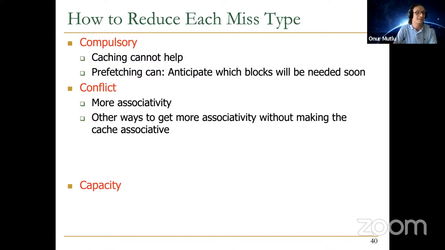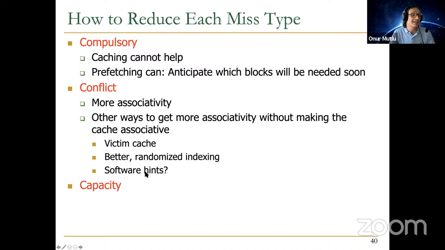I would recommend thinking about this a little bit. There are other ideas, like a victim cache, or randomizing the indexing function so that you don't get conflicts, these hot sets, or the set thrashing phenomenon, as much. You can also provide software hints, like we discussed earlier. So conflict misses can be reduced in different ways.